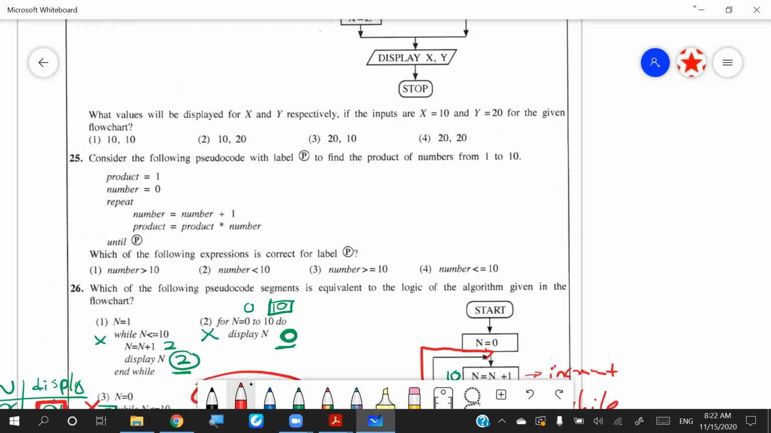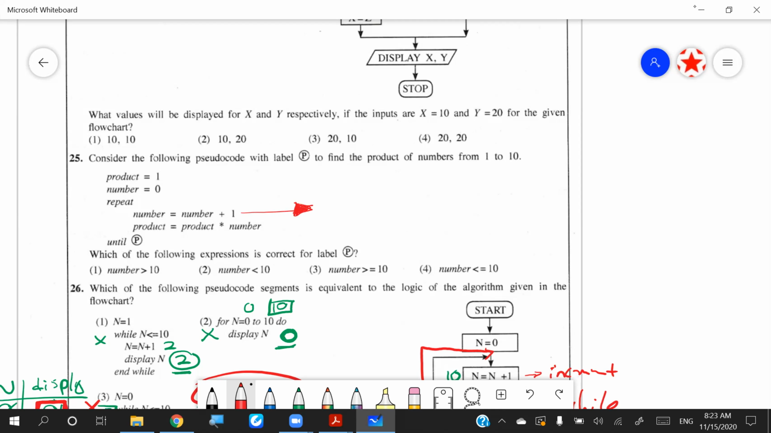And the repeat until iterates when the condition is wrong or false. When it gets true, iteration stops. So the number is 0 and the product is 1. In your answers, they are only checking the number. The number is the one which increases one after the other. So it's increased one by one per iteration.